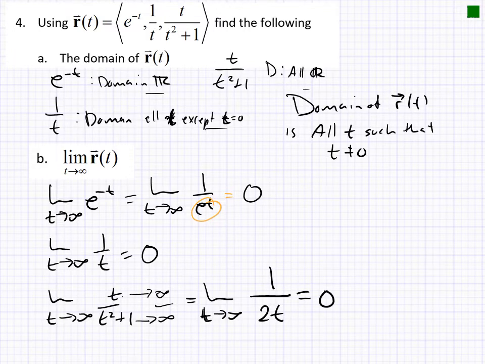You could also just say, well, the degree in the numerator is 1, the degree in the denominator is 2. The degree in the denominator is bigger, so as you go to infinity, the answer is going to be 0. So anyway, the limit as t goes to infinity of r of t is the vector 0, 0, 0.